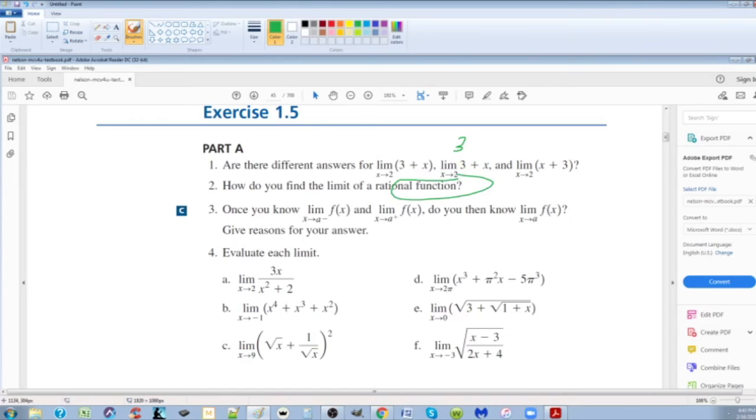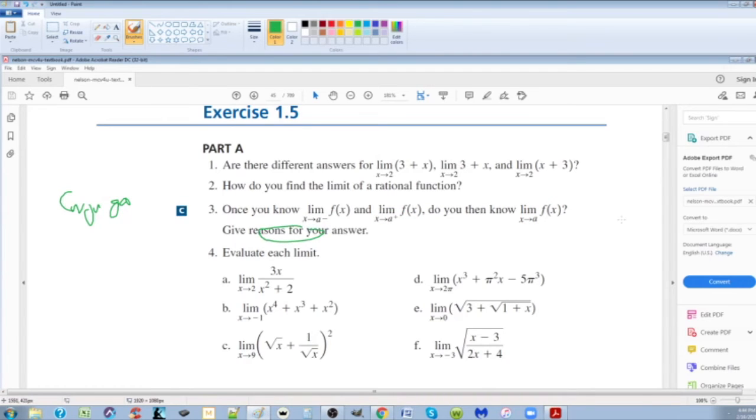How do you find the limit of a rational function? You've got to use a conjugate method, or if substitution doesn't work. Once you know the limit of x approaching a from the right side and x approaching a from the left side, do you know the limit? Yes.